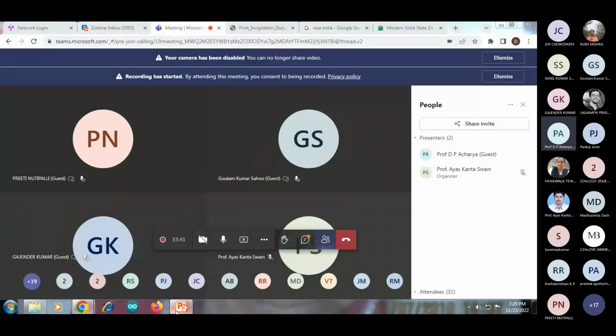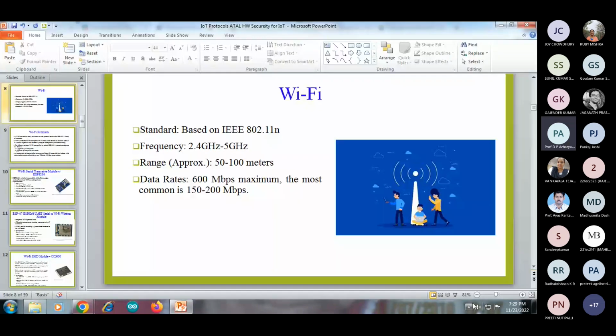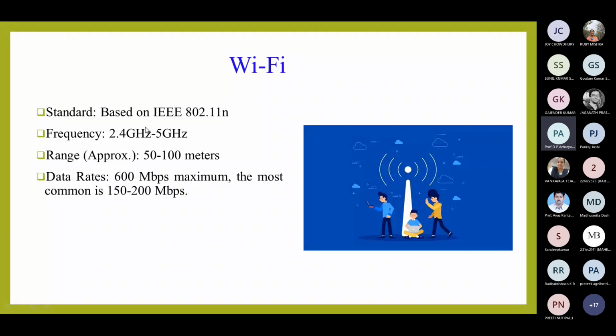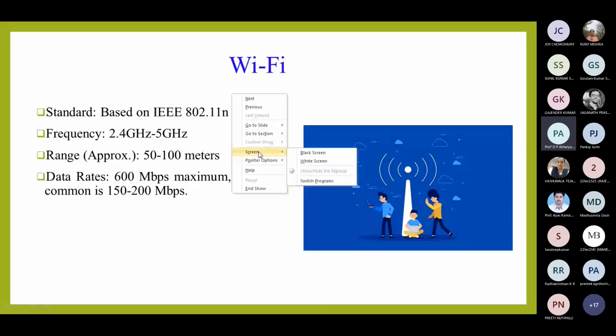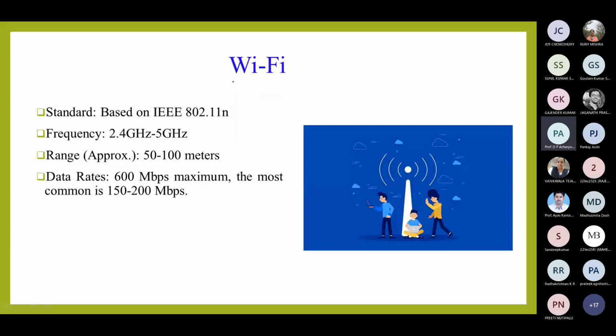Welcome back. Sorry for the interruption. So we have Wi-Fi. Wi-Fi, we are very frequent users of that. It is based on the IEEE 802.11 standard. The range of frequency is 2.4 to 5 gigahertz. Approximately, it caters to 50 to 100 meters and supports 600 Mbps maximum data rate. Commonly 100 to 200 Mbps it supports.